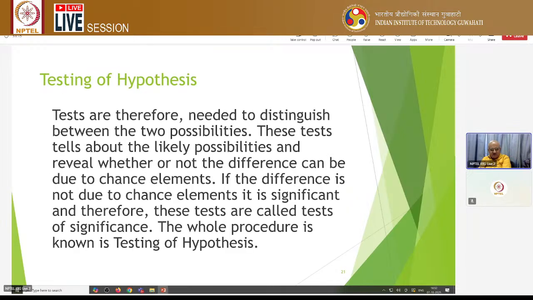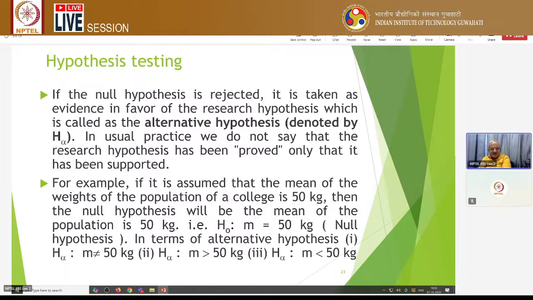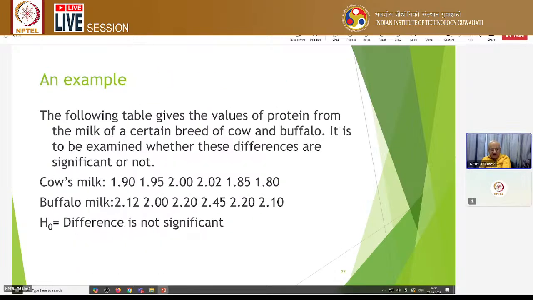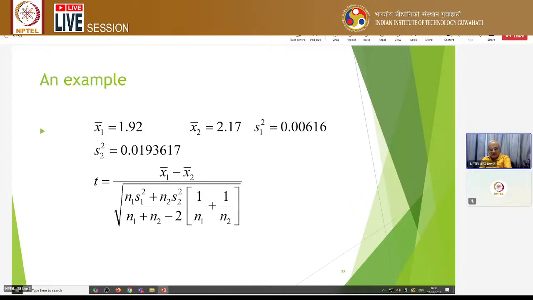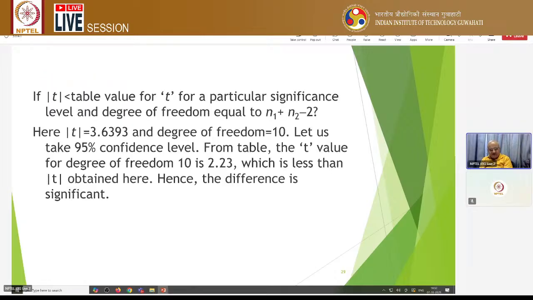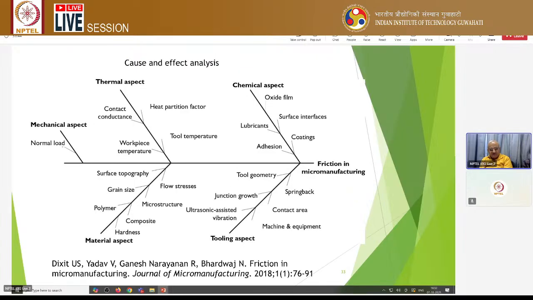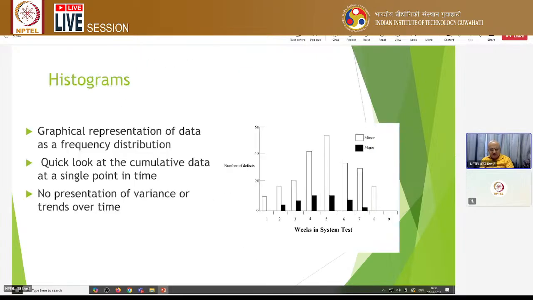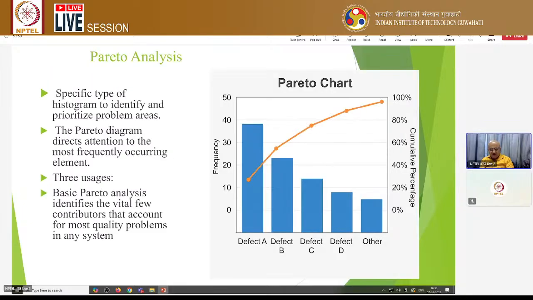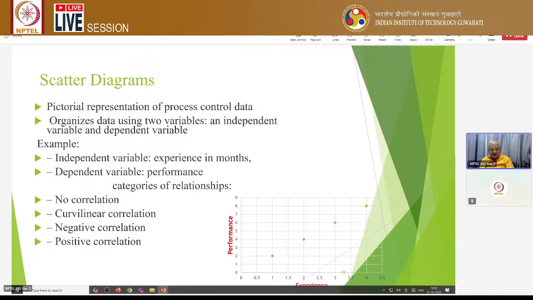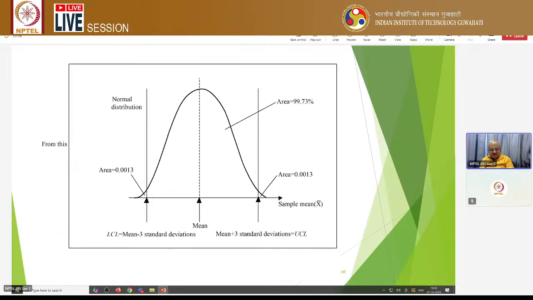Then an important thing I told about is hypothesis testing, such type of things, which you can do with the help of the student t distribution or Z distribution. Like suppose cow's milk protein is this, buffalo's milk has many data. Then you say that okay, one mean is this, other mean is this. Is that difference significant or not? It is dependent on the standard deviation also. This type of questions you can answer, okay? And then we make cause and effect analysis, many times we do this. Pareto chart, okay? That means cumulative. Then scatter diagram, trend analysis, control charts.